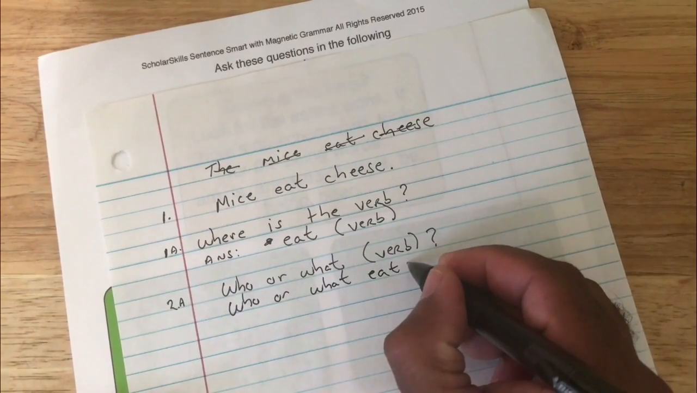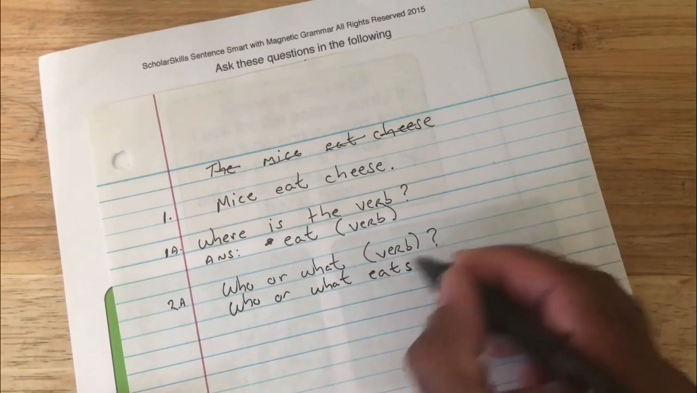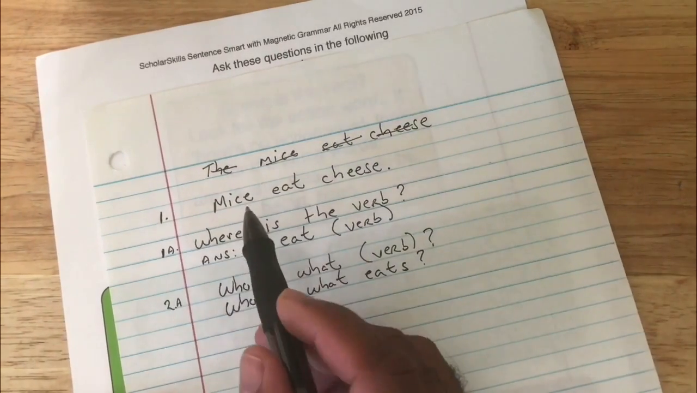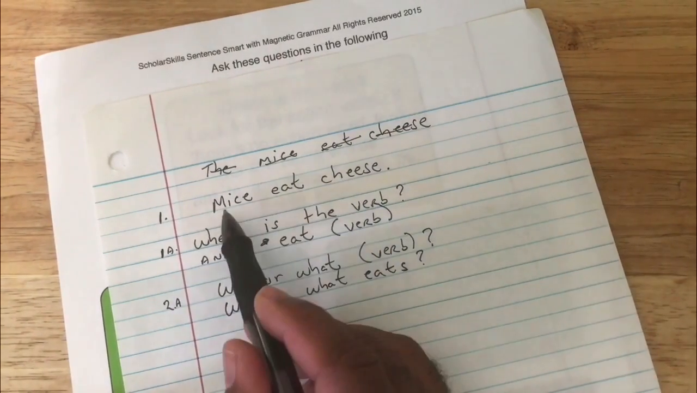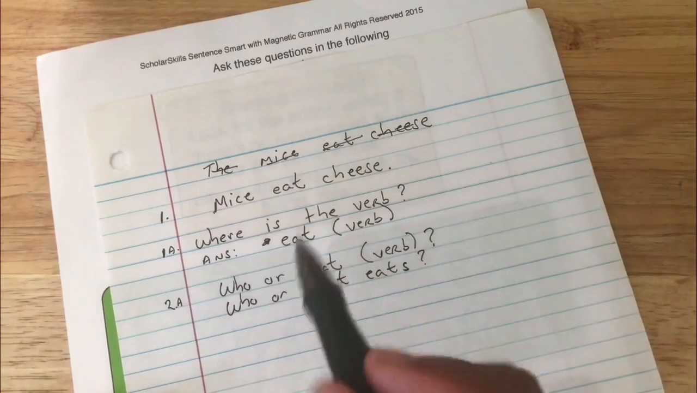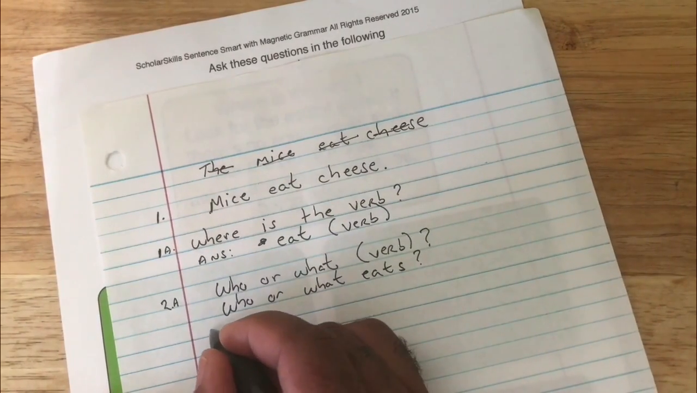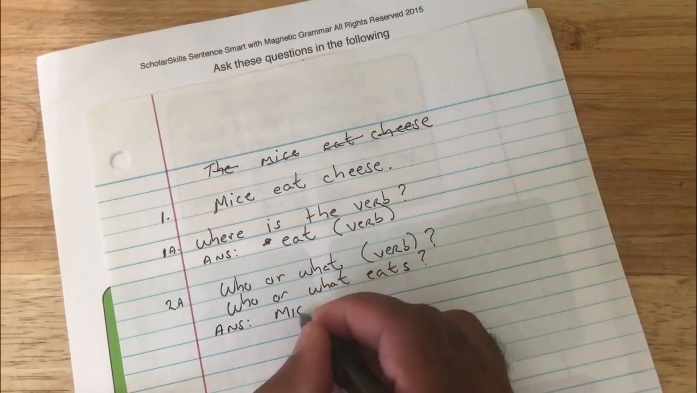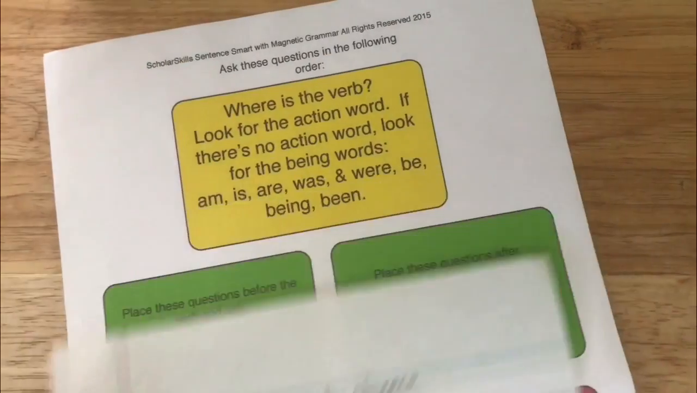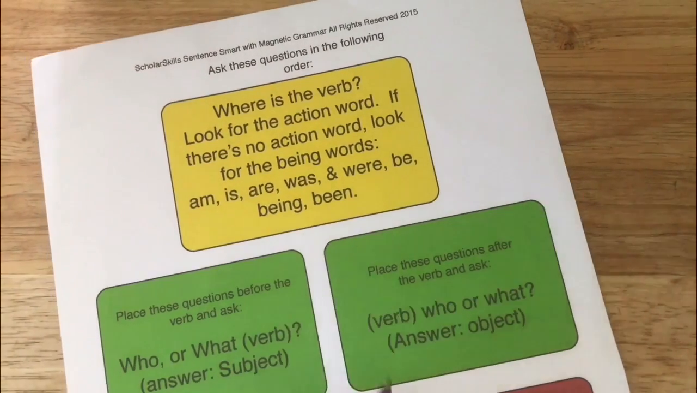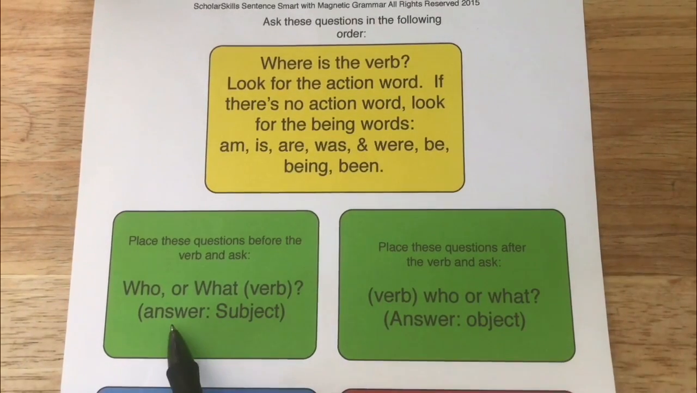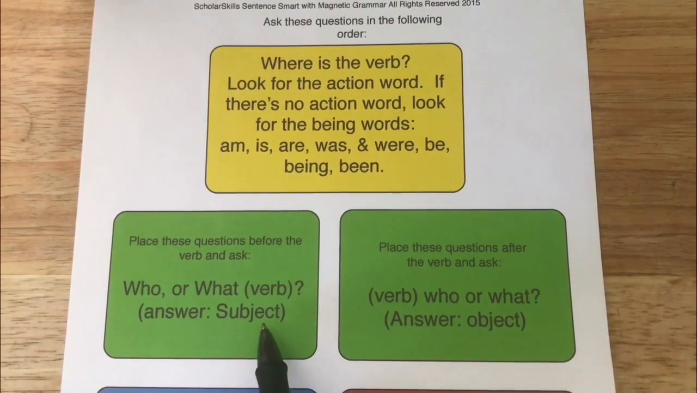Who or what eats? And the answer in my sentence is who or what eats cheese? The answer will be mice. So mice will be my answer, and I'm going to put my answer right here, mice. And since mice is the answer to the question, who or what verb, then that's going to be the subject of my sentence.